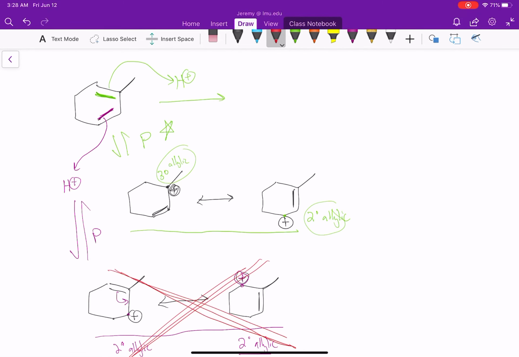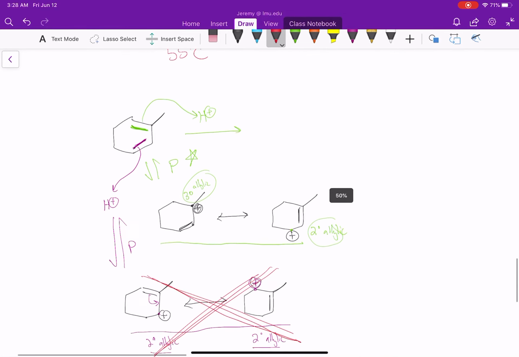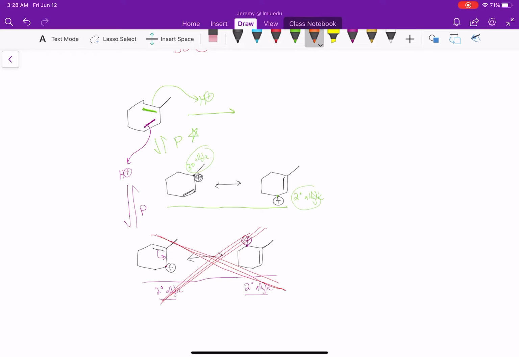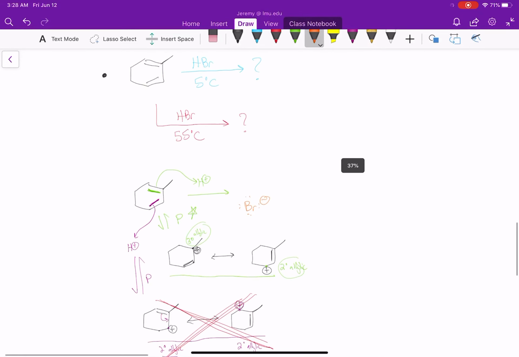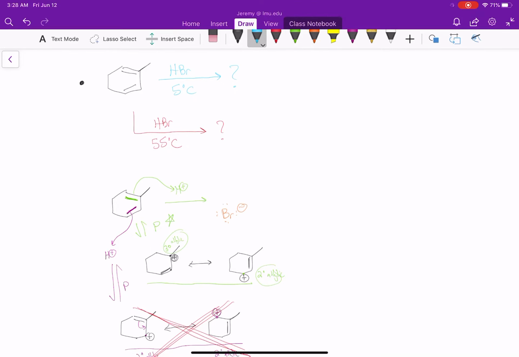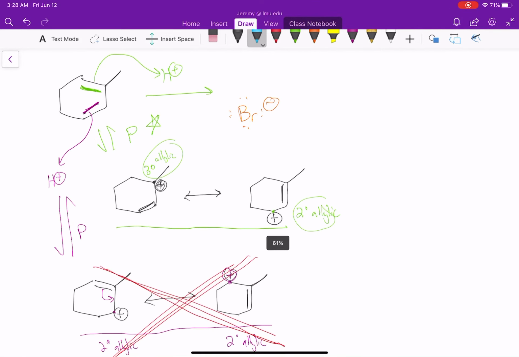Okay, so there's 2 options, right? We treated this with HBr, right? So Br now can attack in 2 ways, right? Br can attack in 2 ways. Blue was low temp. The product that's favored at low temp is when you attack the more stable carbocation. So if the Br attacks the more stable carbocation here, this is the product we would form. Double bond, carbon, and bromine.